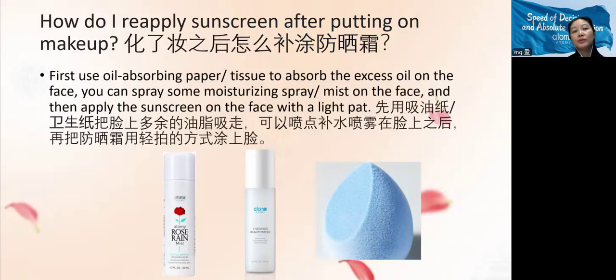So how then do we reapply sunscreen after putting on makeup? First of all, we should use oil-absorbing paper or tissue to absorb the excess oil on the face. And then we spray some moisturizing mist on the face and then apply the sunscreen on top of the face with a light pat.